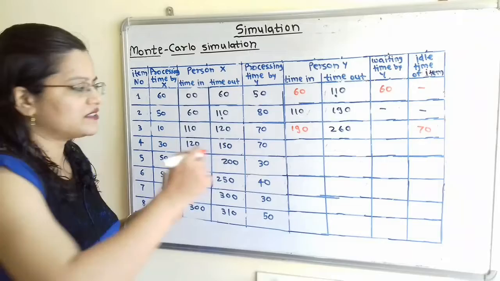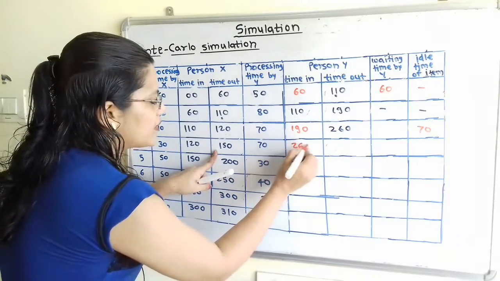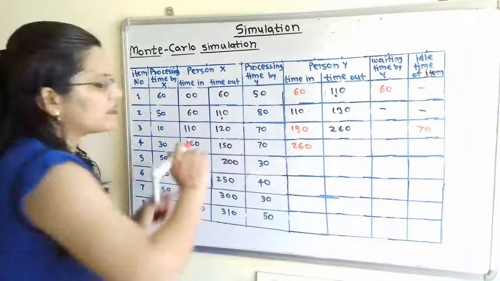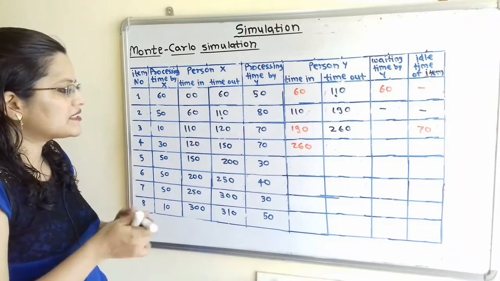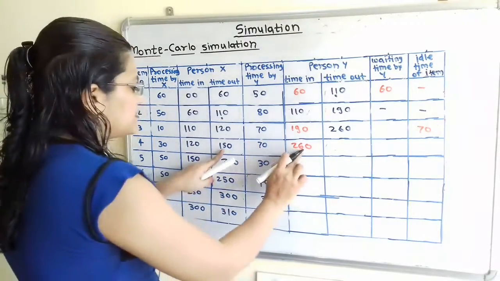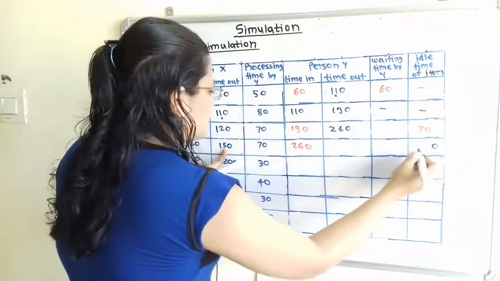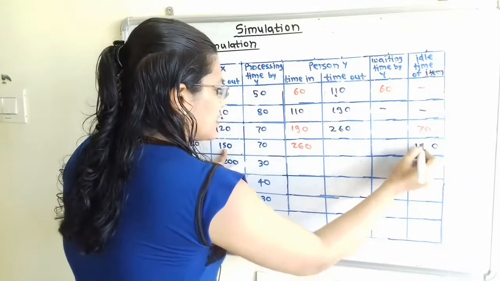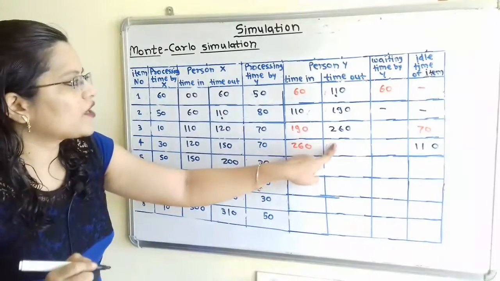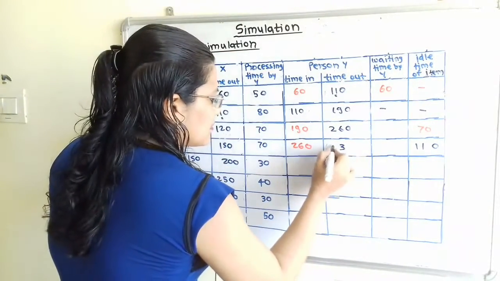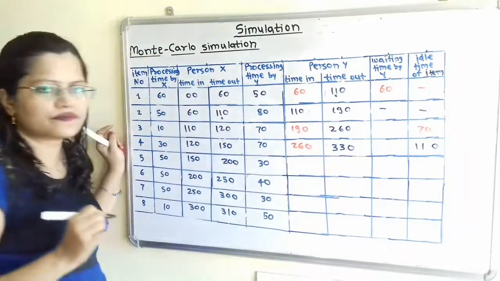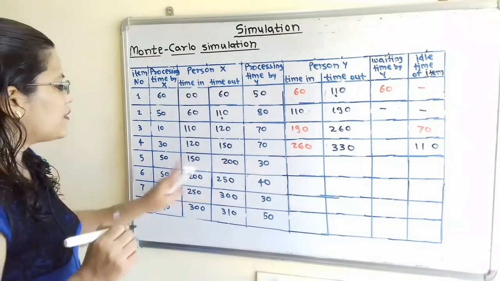So here is the difference, and that's why I will write with the help of a red marker. 260 minus 150 is the idle time of the item, that is 110 seconds. Now what is the time out? 260 plus 70, that is 330. Then we will move to the next.